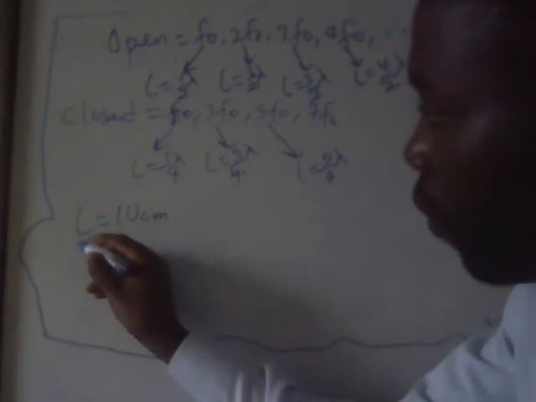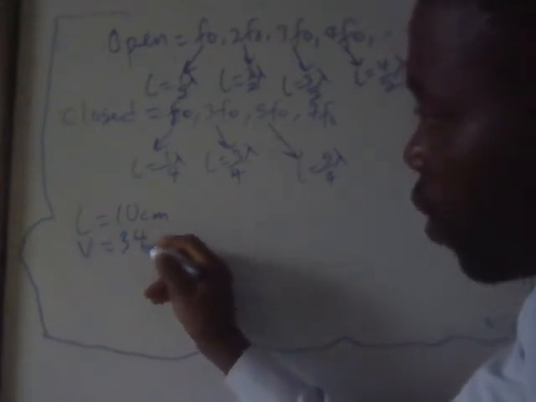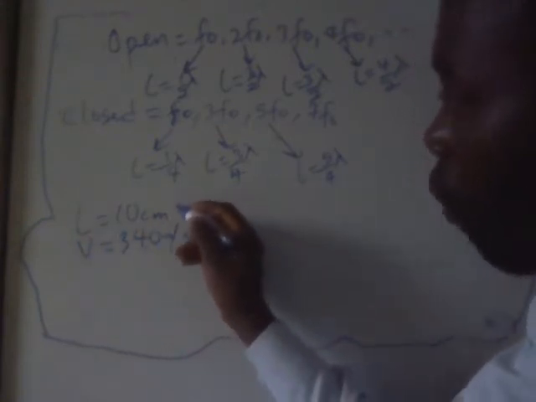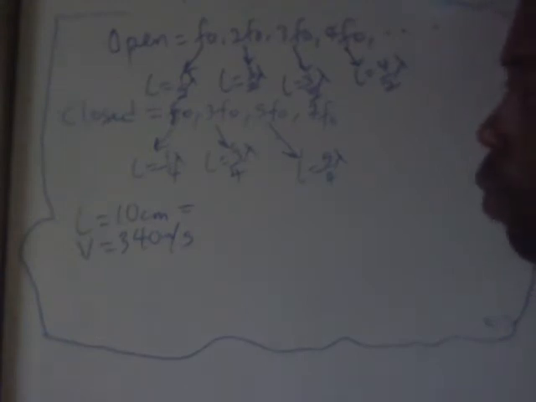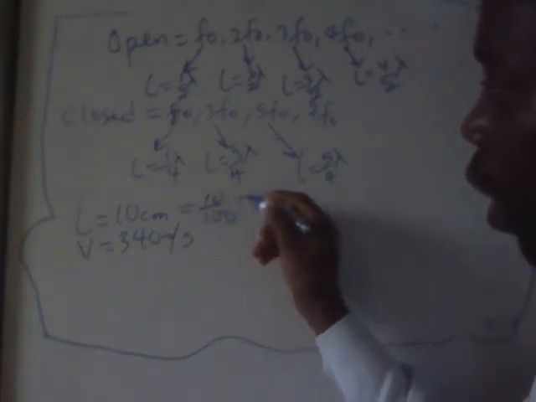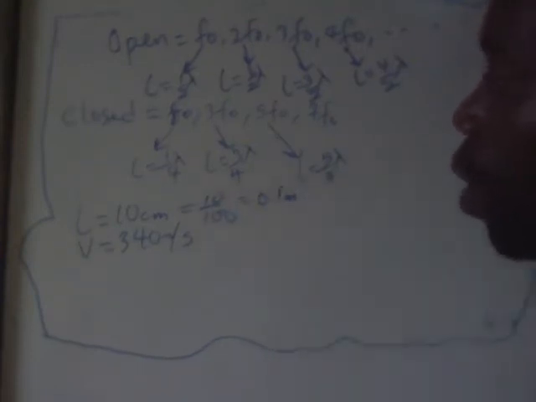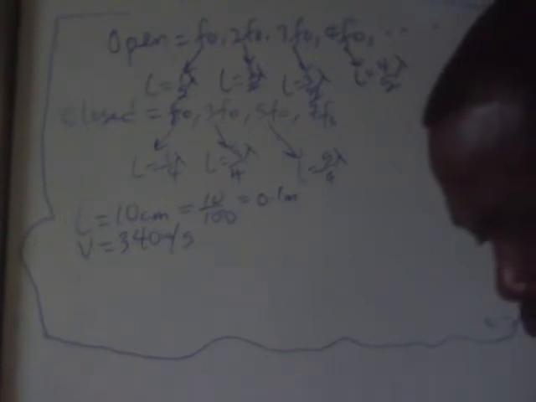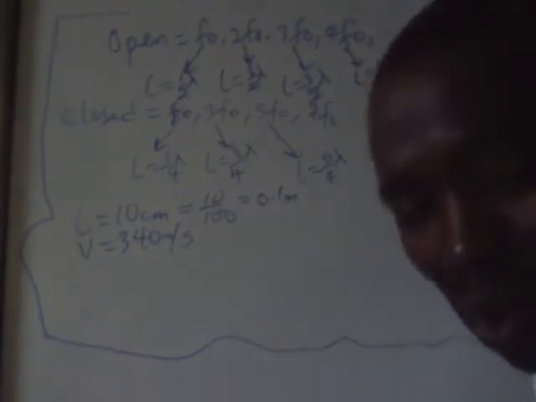Frequency of the second overtone. We are given V, the velocity of sound in air, as 340 meters per second. You have to convert the length to meters. It must be in meters. So that's 10/100, which is 0.1 meters. So we are looking for the frequency of the second overtone.